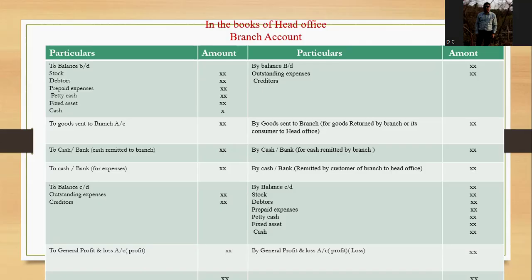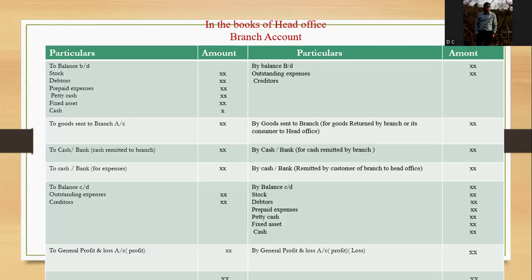Next is when the head office sends goods to the branch. Suppose you are passing journal entries. When the head office sends goods to the branch, goods go out from the head office. So the journal entry in the books of head office will be branch account debit to goods sent to branch account. From the head office, goods go out, so it will appear in the debit side.